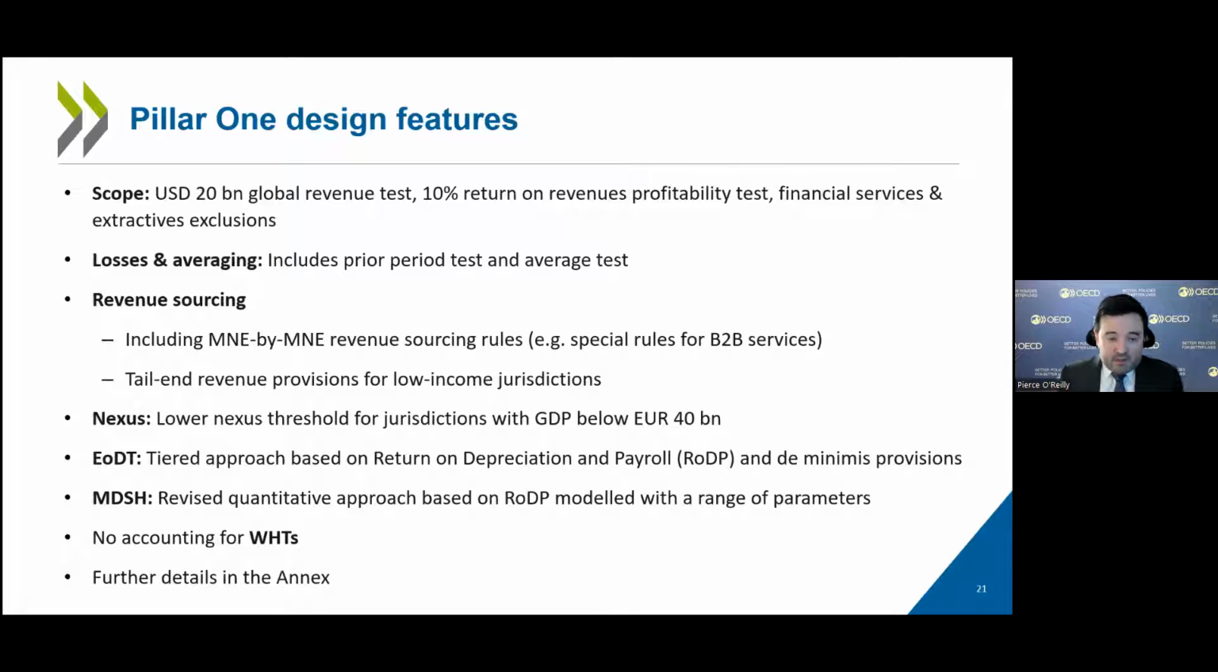And there's a lot more detail on exactly how we modeled all of those features in the annex. It's important to say that we have not been able to account for withholding taxes because we don't have good data on withholding taxes, but we have been able to model the marketing and distribution safe harbor. And again, there it's important to say that there is a variety of parameters still under discussion with respect to the marketing and distribution safe harbor, and we incorporate a variety of parameters into our revenue estimates. So they're within the bounds of our margins of error that I'll show you shortly.